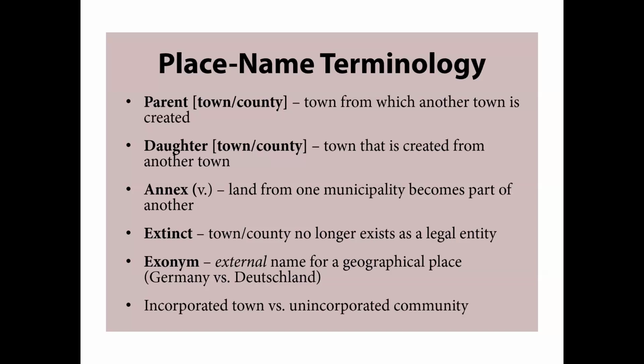Exonym, an external name of a geographical place. For instance, Germany versus Deutschland. Incorporated town versus unincorporated community. In some places, people have an incorporated community that has a date of incorporation and a town government, but an unincorporated community may be in a region, some places up in Maine, that might be a district that has a district government.